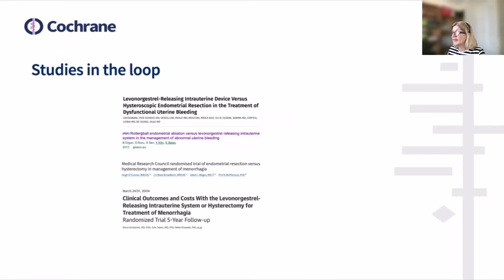So here are the studies that are included in this loop. Firstly, Cosignani 1997 compared LNG-IUS to REA. Secondly, Ergen 2012 also compared LNG-IUS to REA. Thirdly, O'Connor 1997 compared REA to hysterectomy. And lastly, Heiskanen 2004 compared LNG-IUS to hysterectomy.